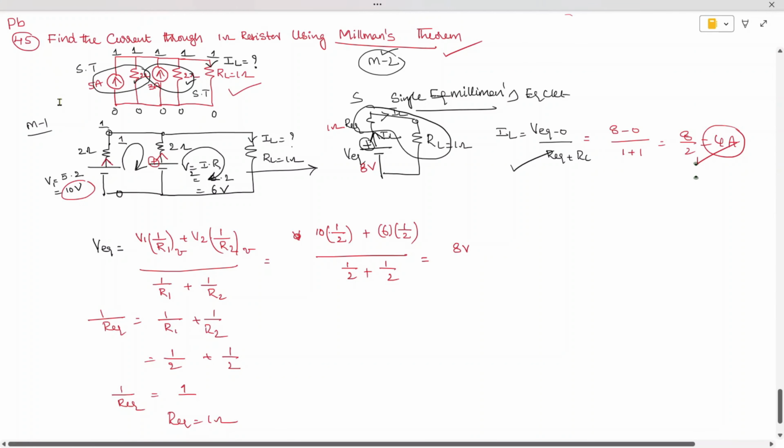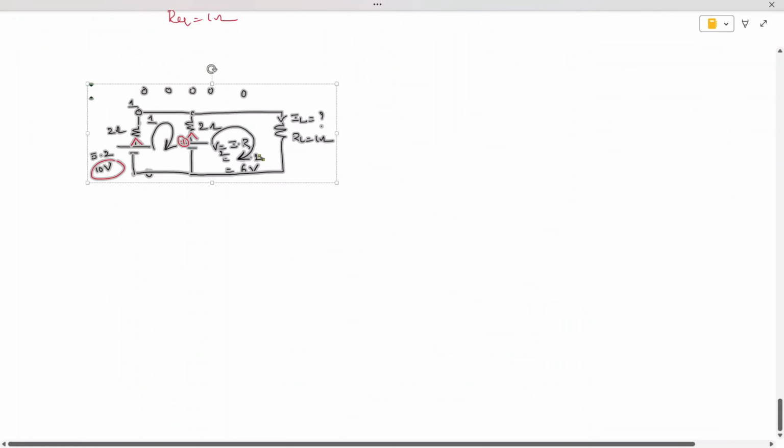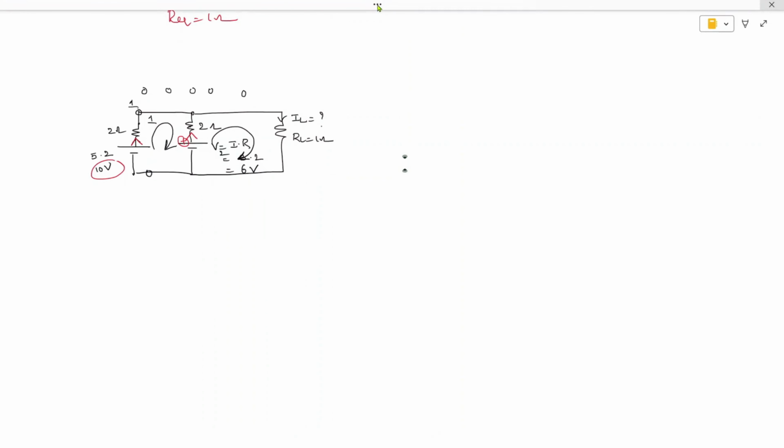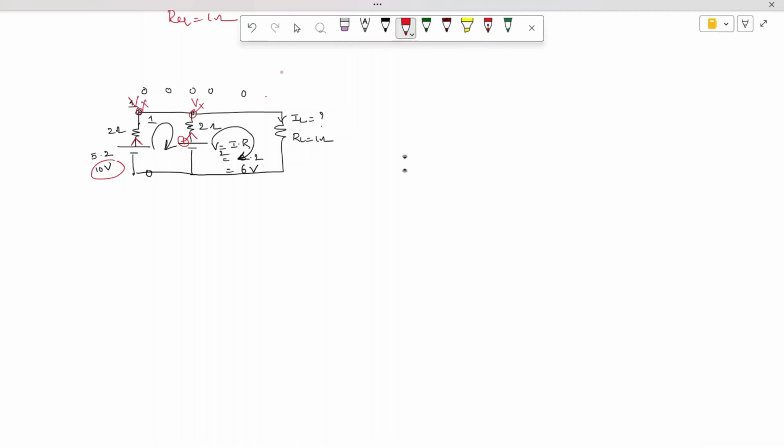nodal analysis. I'm redrawing the same network after source transformation. See here, this is the redrawn network. For more clarification, I am assuming this as node Vx and this node 1 also as Vx. Now let's try to redraw it, then you can understand better.